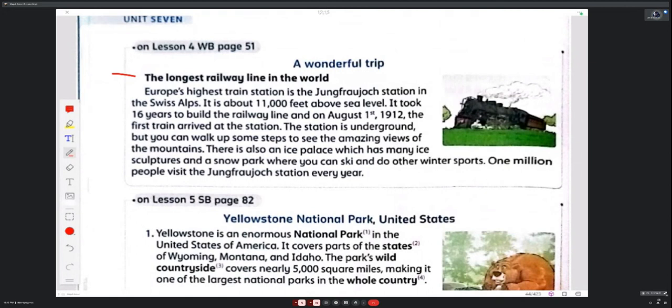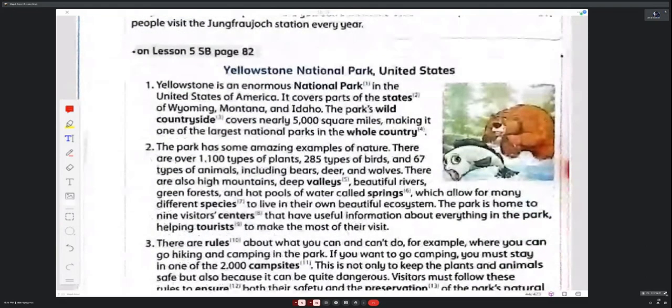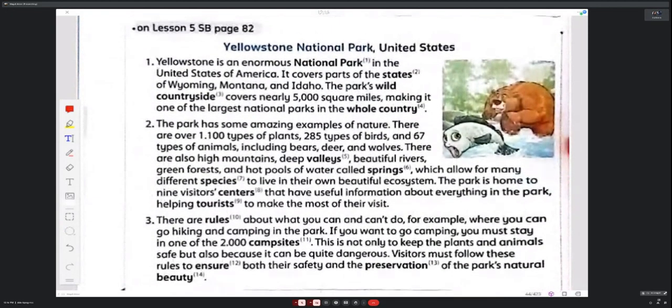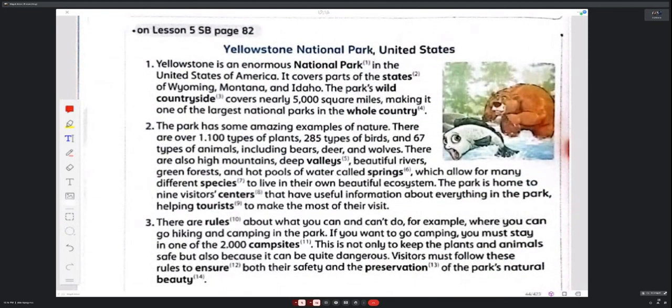1 million people visit the Jungfraujoch station every year. Okay, Luigi, Yellowstone National Park, United States.